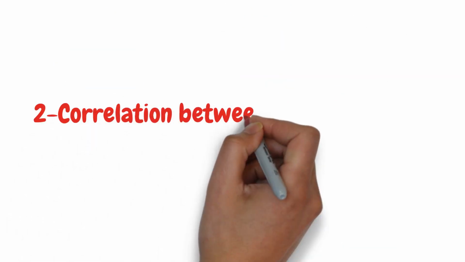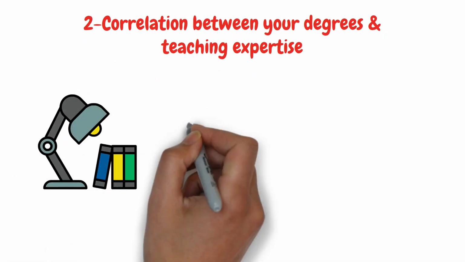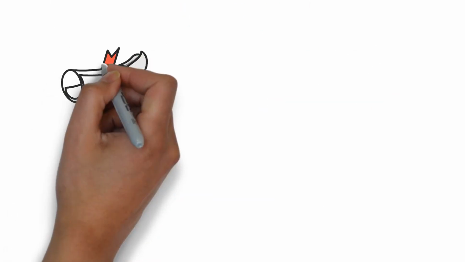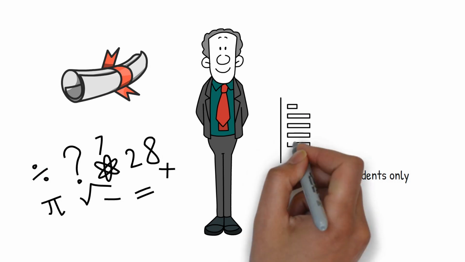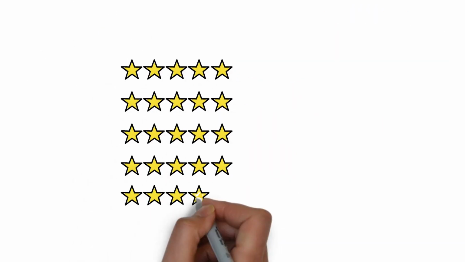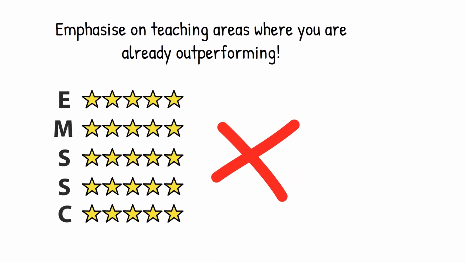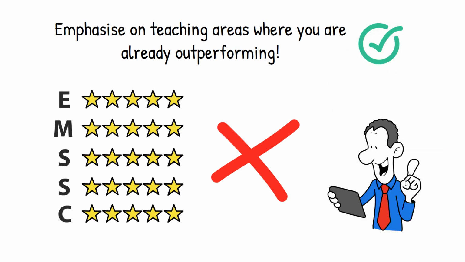2. Correlation between your degrees and teaching expertise. Establish a connection between your education and teaching expertise. If you hold a degree in mathematics and experience of teaching to O-level students only, then articulate your profile accordingly. Avoid adding the subject's expertise where you have less proficiency. Emphasize on teaching areas where you are already outperforming. A sounding profile helps in getting frequent responses from clients and positive reviews afterwards.